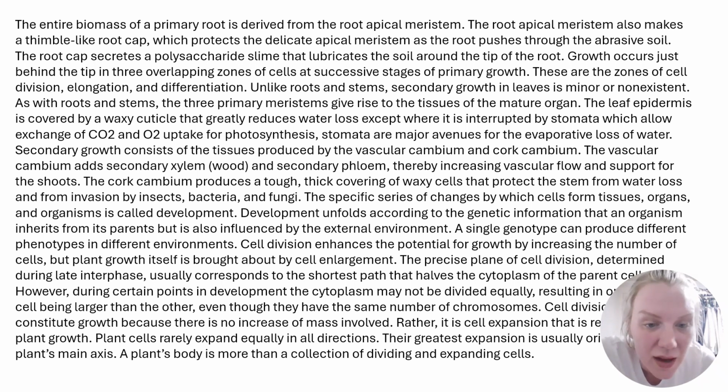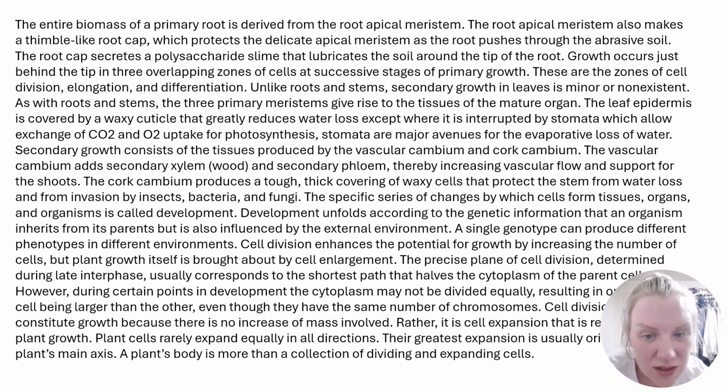The entire biomass of the primary root is derived from the root apical meristem. The root apical meristem also makes the thimble-like root cap, which protects this delicate apical meristem as the root pushes through the abrasive soil. The root cap secretes a polysaccharide slime that lubricates the soil around the tip of the root. Growth occurs just behind the tip in three overlapping zones of cells in successive stages of primary growth. These are the zones of cell division, elongation, and differentiation.